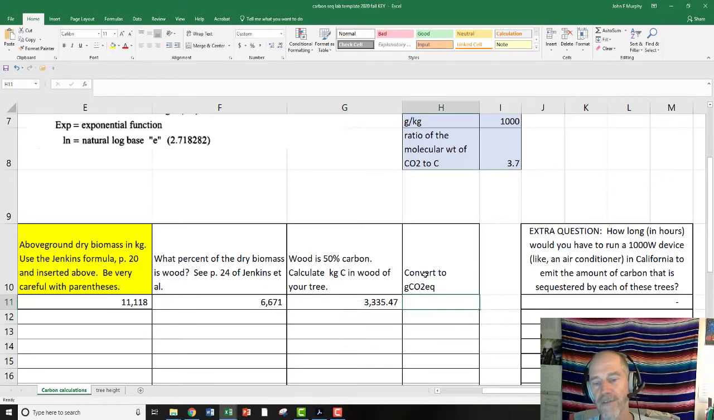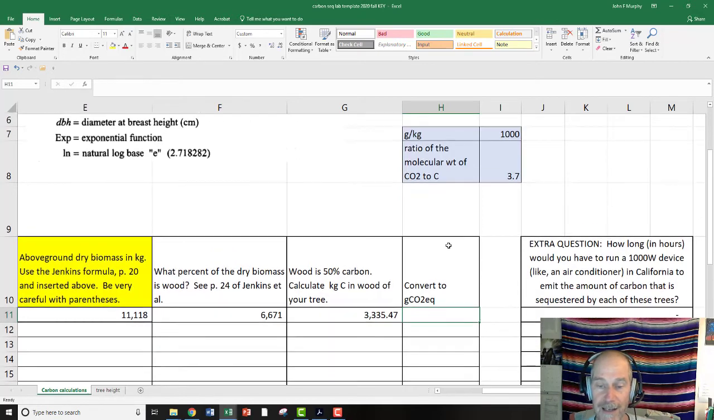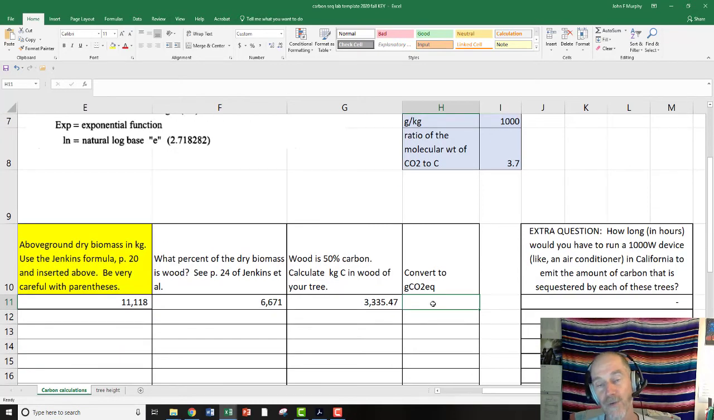Convert it to gram CO2 equivalents. Here's where I'm going to be mean to you guys because you can do it. The information you need is up here. It's kind of described a little bit in the handout. So refer to the instructions for today's lab, and you'll get it to the gram CO2 equivalents. And then you'll convert that to how long you could run.